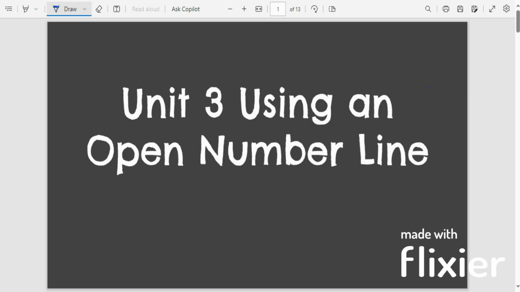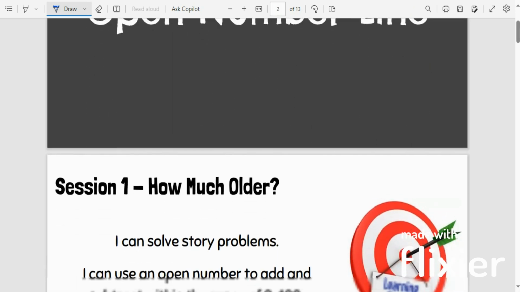Today we're going to do an introductory lesson to practice using an open number line. You'll find that using an open number line is something that reoccurs a lot in this unit as you're doing your online lessons in our online classroom on our Schoology page.